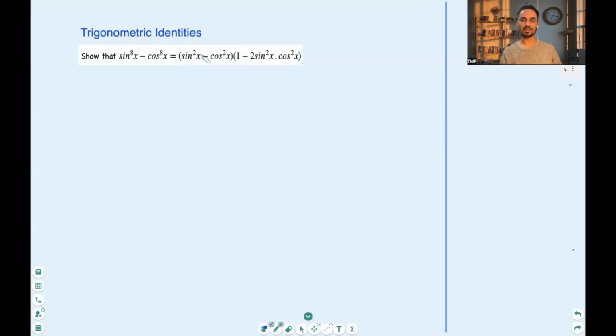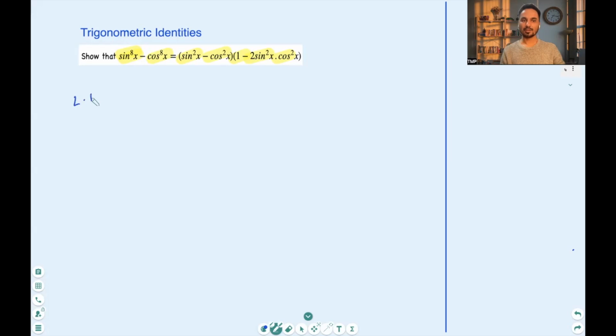Today we are discussing a trigonometric identities question, and the question is, show that sin to the power 8x minus cos to the power 8x equals (sin square x minus cos square x) times (1 minus 2 sin square x cos square x). At first, this problem might look difficult, but we will break it down into manageable pieces. So let's get started without wasting much time.